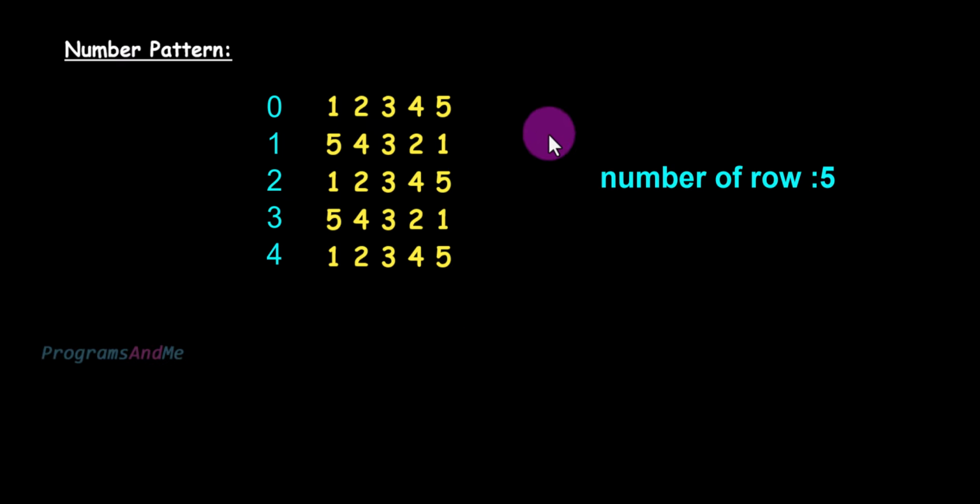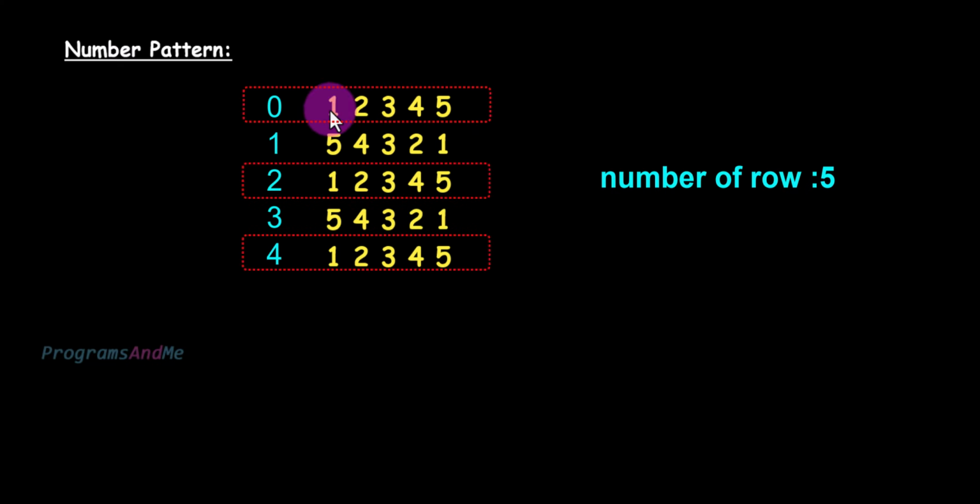So in this pattern, the number of rows and the number of columns is 5. We want to print the numbers 1, 2, 3, 4, 5 in the even rows and 5, 4, 3, 2, 1 in the odd rows, right? Here we can see in the 0th row we want to print numbers like this. In the second row, like this. In the fourth row, like this. In the first row and third row, we want to print 5, 4, 3, 2, 1.